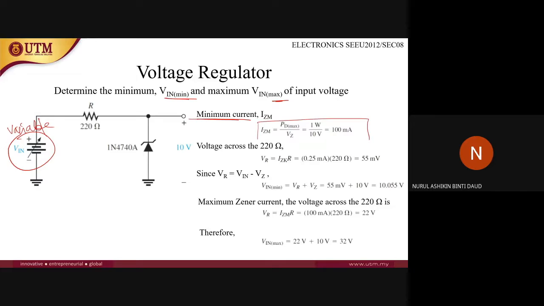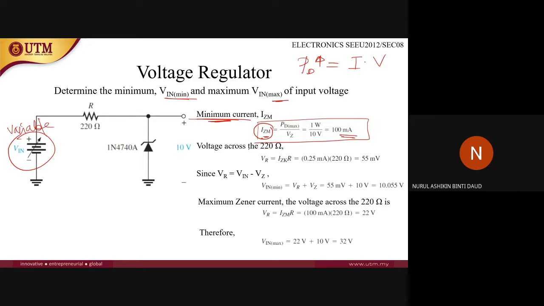This is just for your knowledge. When the PD is maximum, PD is I times V, right? So when PD is maximum, the current is always minimum. It is the opposite way. When PD is maximum, the current is always minimum. So divide by VZ and you will get the value of the minimum current.